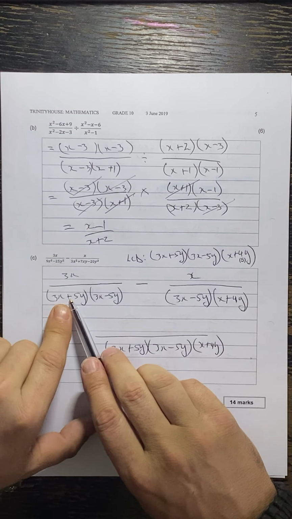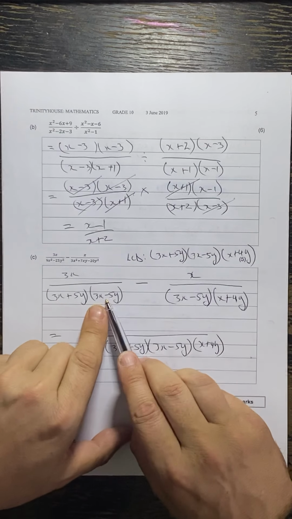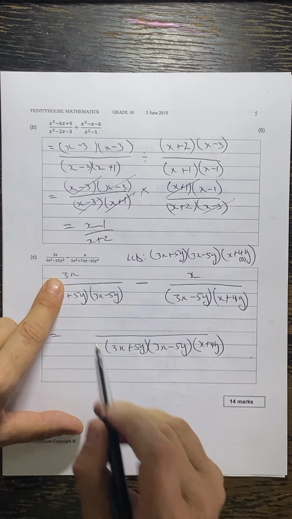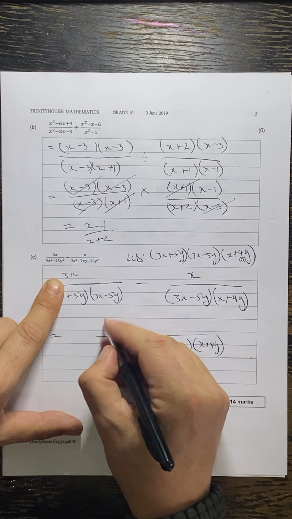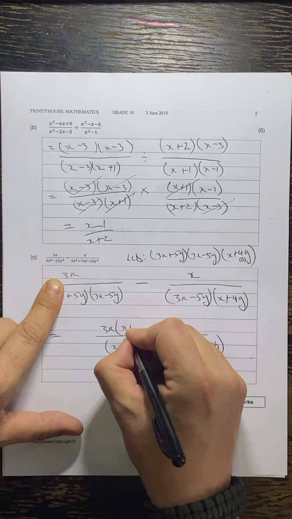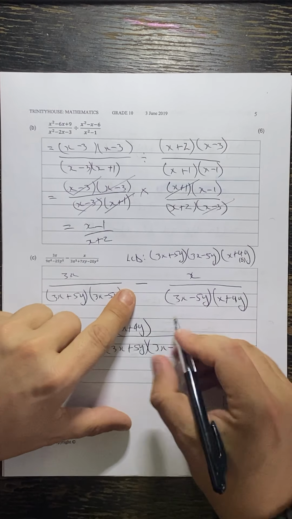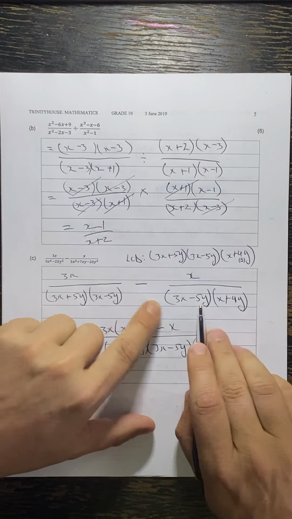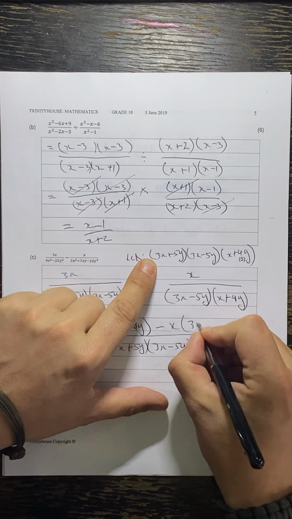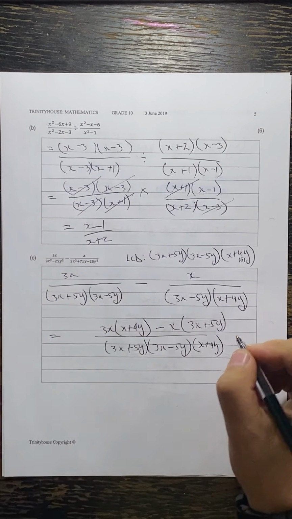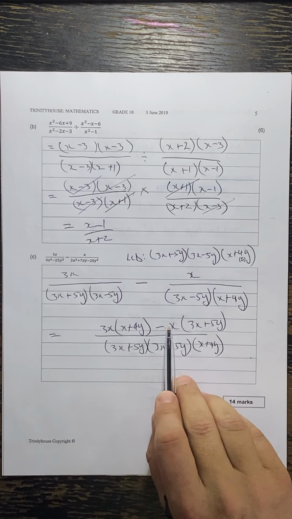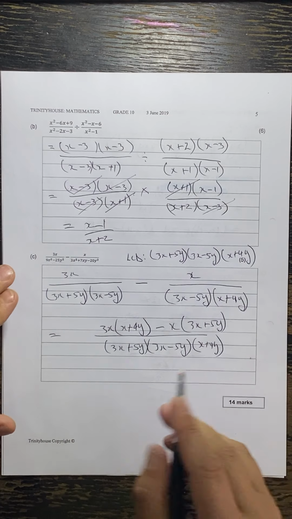Okay, now this one has a 3x plus 5y. It has a 3x minus 5y. It's just missing this over here. So it's going to be this top one times that one. So it's 3x times x plus 4y minus x. Now this one's got a 3x minus 5y, 3x plus 4y. It's just missing this one over here. So 3x plus 5y. Now I'm just going to distribute this 3x into the bracket and then distribute this minus x into the bracket, then get like terms.